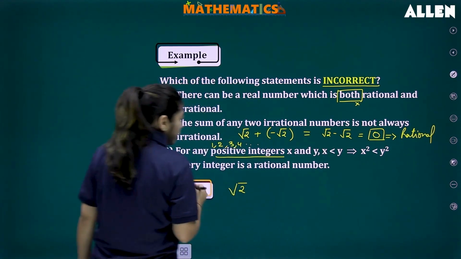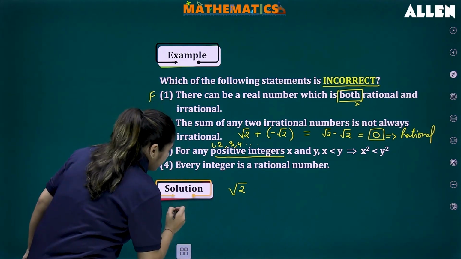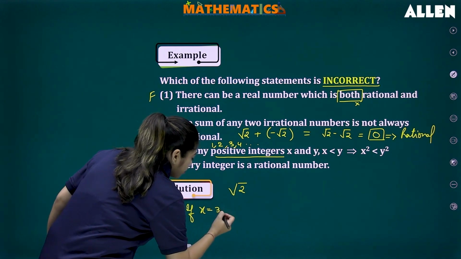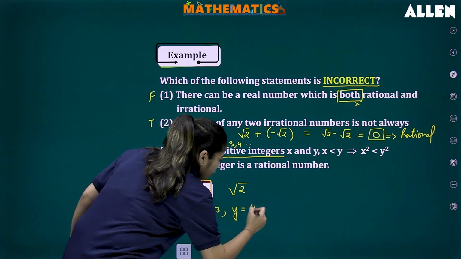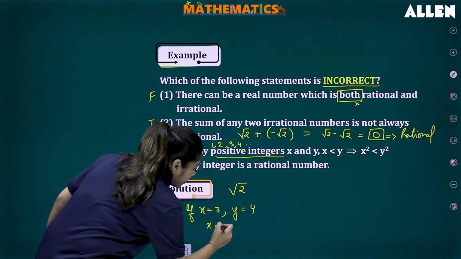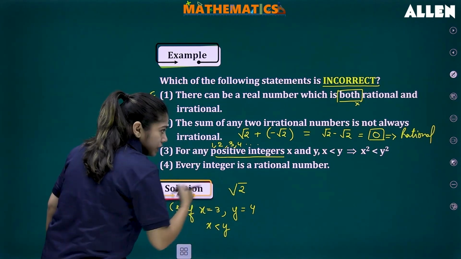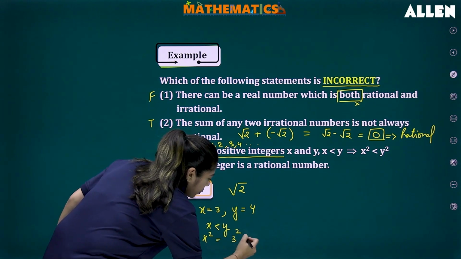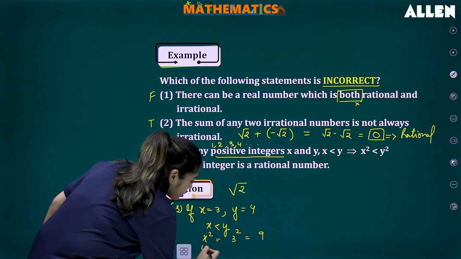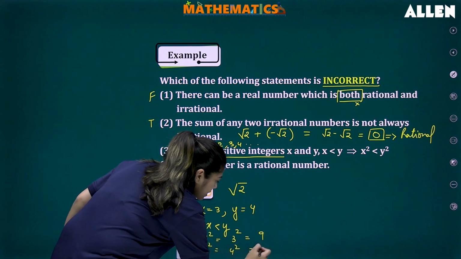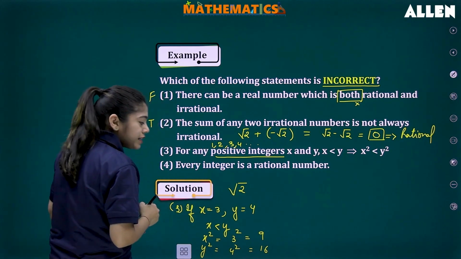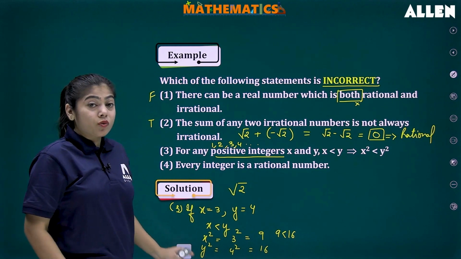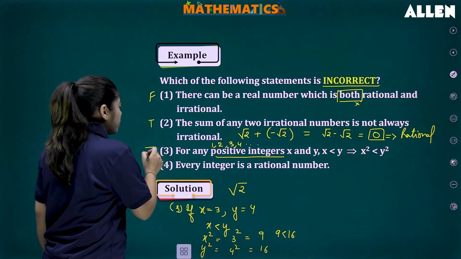Here, let us suppose x is equal to 3 and y is equal to 4. So here we can easily say that x is less than y, right? As per the given condition. Now when we put a square on x, it will be 3 square and that is 9. Also y square is equal to how much? 4 square, that is 16. So now we can easily compare 9 and 16. We can say that yes, 9 is less than 16, right? x square is less than y square. So this is also a true statement.